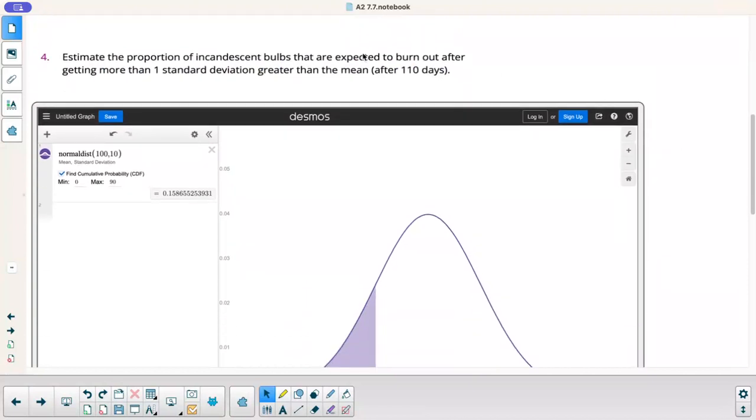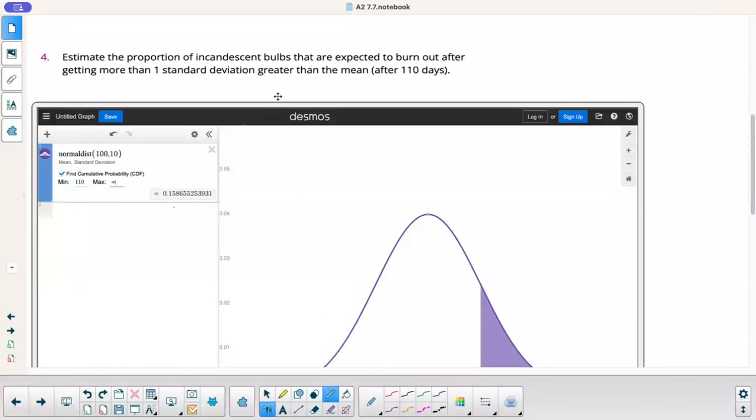So after 110 days, we're going to go from 110 up to infinity. So we get really the same value for 1 through 4, 0.1587.